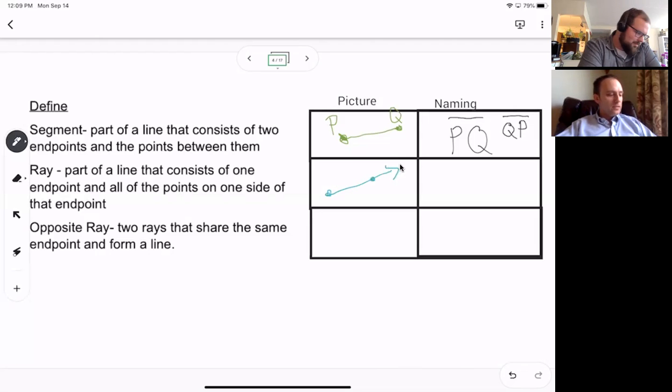And if you put C and then, I don't know, L, that is a ray, and you'd have to name it in one specific way.